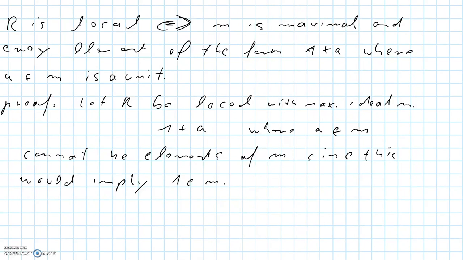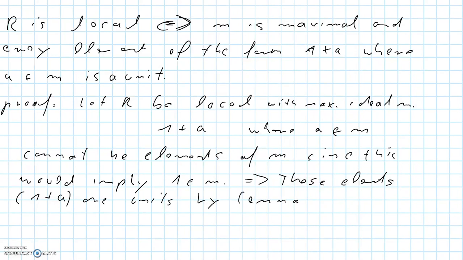So these elements are units by lemma one, since they are in the complement of M. So this concludes the first part of the proof, where we prove this direction from R is local to M is maximal and every element of the form 1 plus A is a unit. So let's now look at the other direction, where we assume that M is maximal and every element of the form 1 plus A for A in M is a unit, and we want to conclude that R is local.